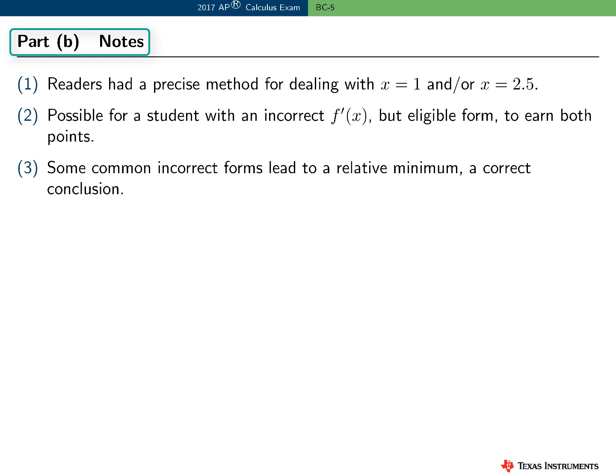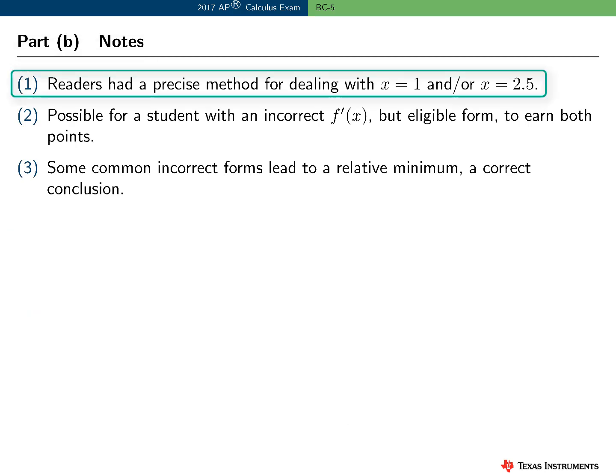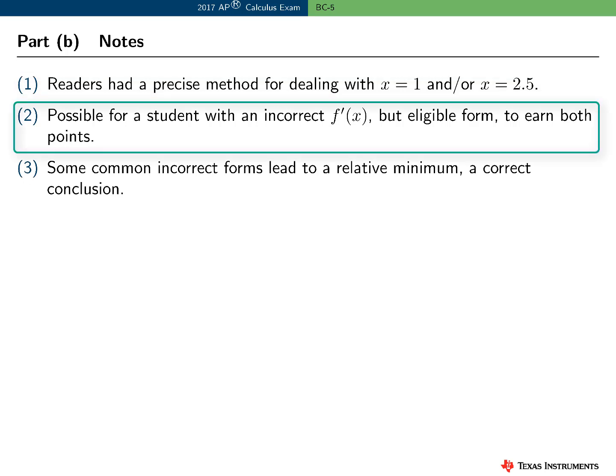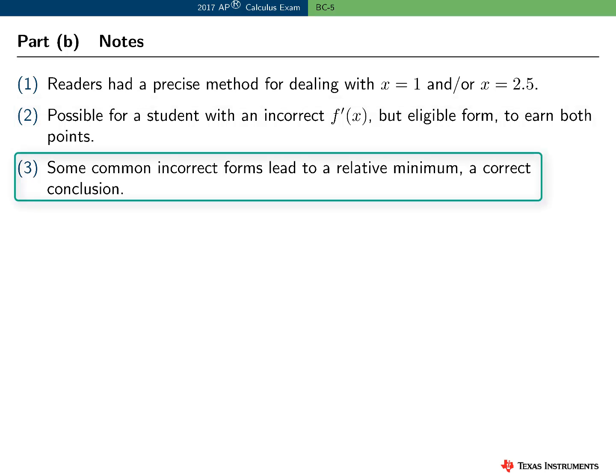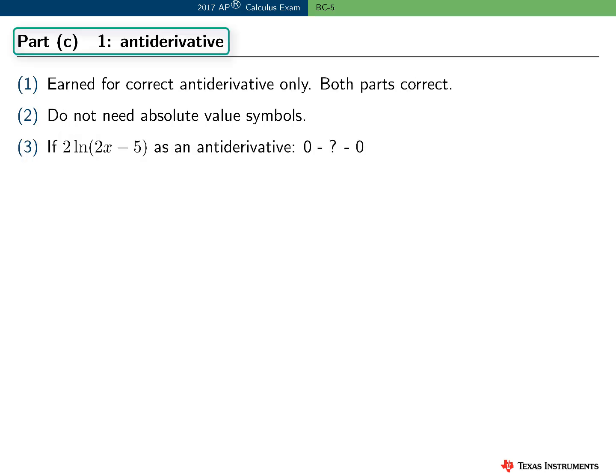Here are just a few final notes associated with scoring Part B. Readers had a very precise method for dealing with students who also identified x equal 1 and/or x equal 5/2, even though these values were not in the interval. It was possible for a student with an incorrect expression for f prime of x, but an eligible form, to still earn both points in Part B. And in fact, there were some common incorrect forms that led to a relative minimum, which was the correct conclusion for that incorrect form.